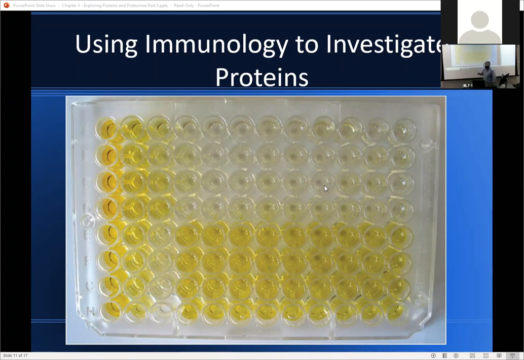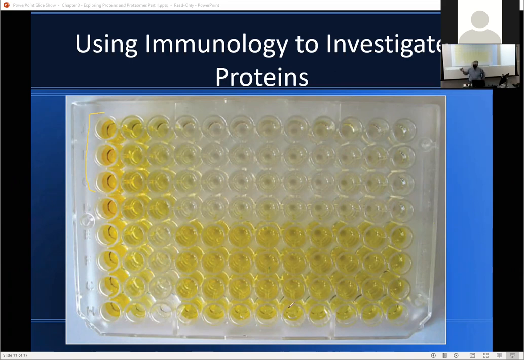Okay, so this is an ELISA that I did. I can't remember exactly when I did this. But these top three wells are a standard curve. So you can generate a standard curve, and using the standard curve, you can quantify exactly how much protein or how much antibody is present in the wells. Okay.